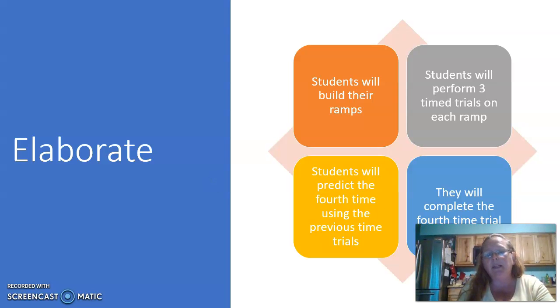Next, the students will elaborate. They will elaborate by building their ramps. They will then perform 3 time trials on each ramp, writing the results down on the worksheet provided. Next, the students will predict how quick the marble will go down the ramp on the 4th time, using the results from their previous time trials to determine how fast or slow they think it'll go. Finally, they will complete the 4th time trial. After they complete the 4th time trial, they're going to write down whether they predicted correctly for each ramp.